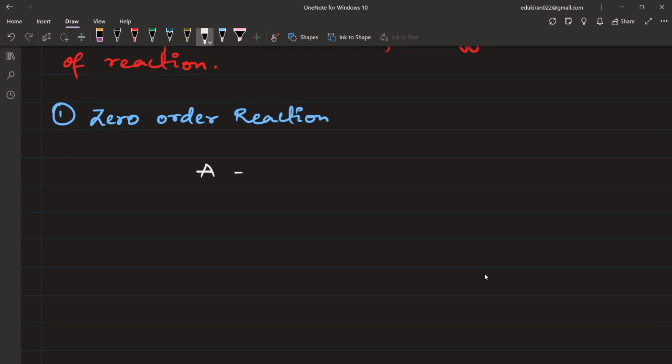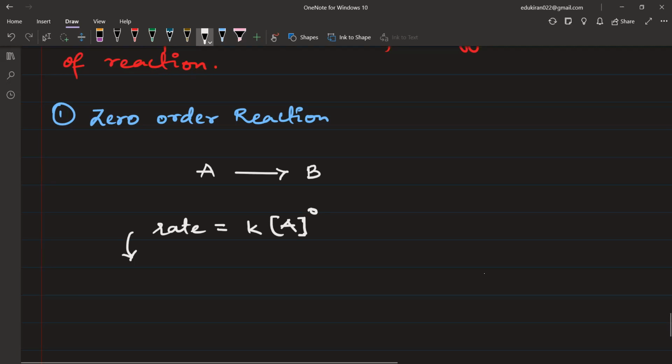A giving me B. Here the rate is equal to K, and it is zero order. That is why it will be A to the power 0. Now I'm just going to write the unit of rate. What is the unit of rate? Tell me, guys, all of you. Moles per liter per second.